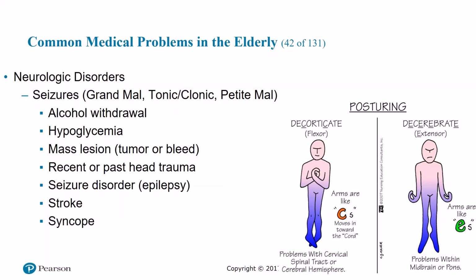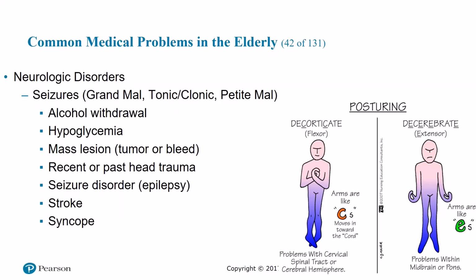Things that can cause seizures other than your typical neuro diseases: post-head trauma, increased intracranial pressures, along with epilepsy. We could see issues with the DTs, the alcohol withdrawal. Patients that are hypoglycemic as well as DKA can end up throwing seizures. Cancer or lesions, tumors or bleeds in the head that nobody is aware of. We talked about head trauma, stroke, syncope, stuff like that.